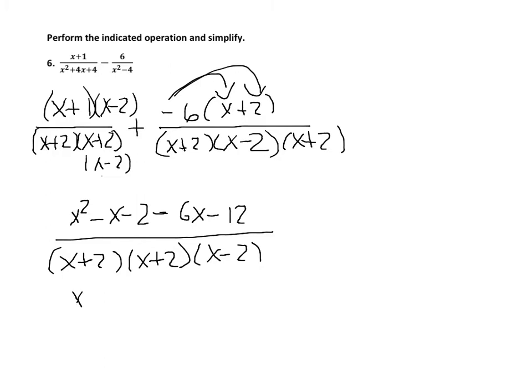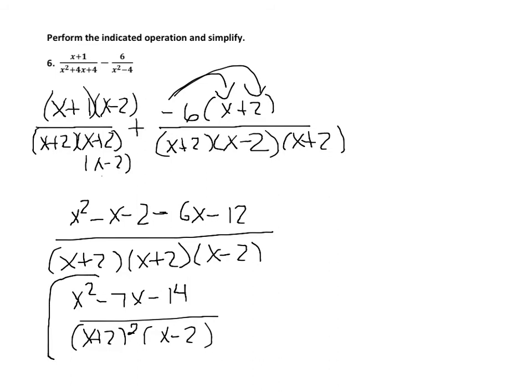I get x squared minus 7x minus 14 over x plus 2. You can even change that to x plus 2 squared, x minus 2. So, can I factor the top? You still have to ask yourself that. Is there anything that multiplies negative 14 as negative 7? No. So common denominators. What do they all require? Factoring.